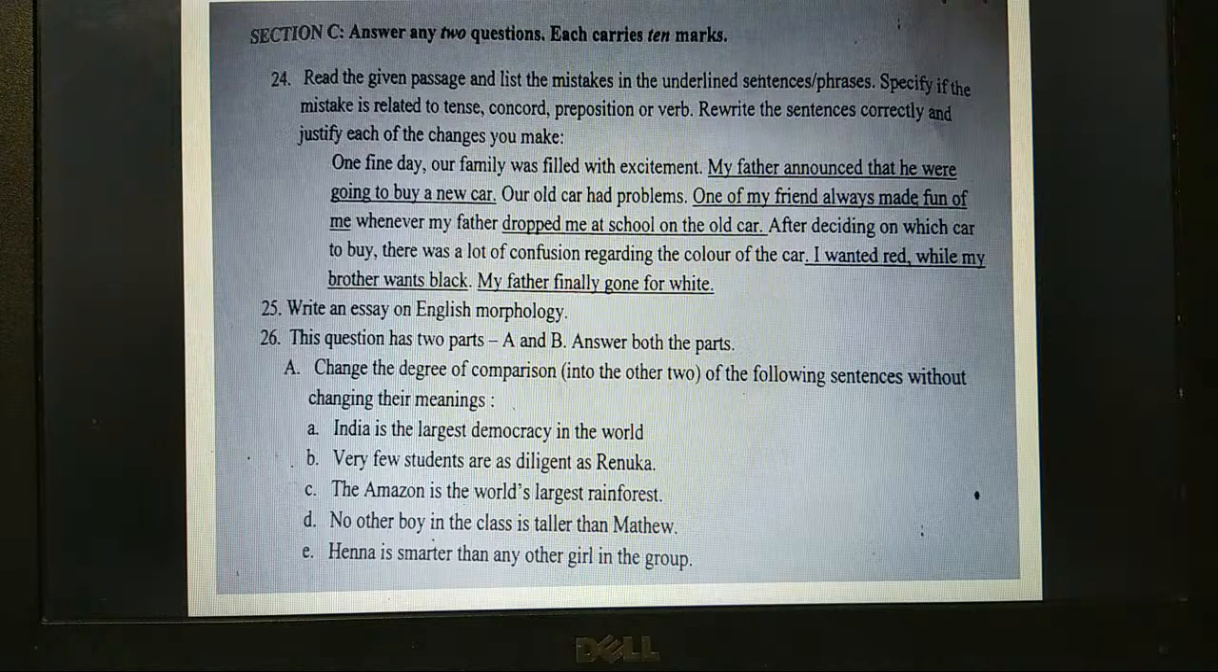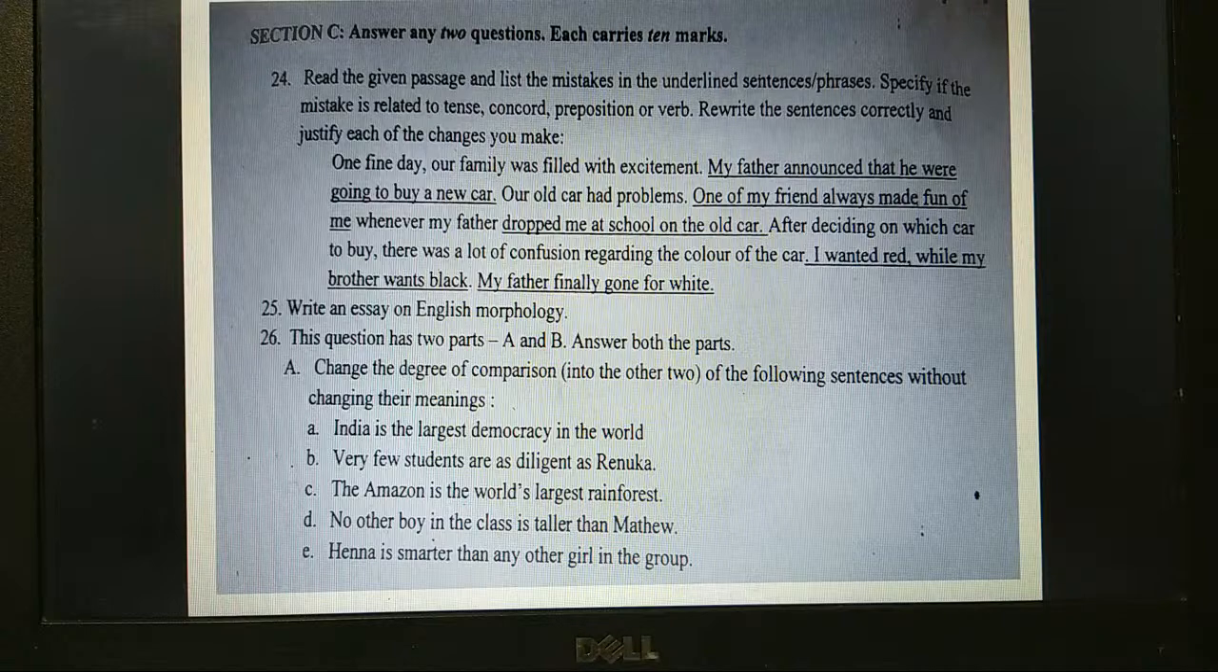The 25th question is: write an essay on English morphology. This is in fact an essay question. So you have to define what morphology is. We studied morphology, and we know that morphology is the study of word formation, the study of the patterns of word forms. And you have to write an introduction about morphology, what is morphology.